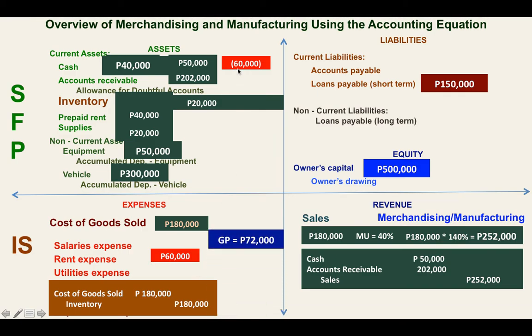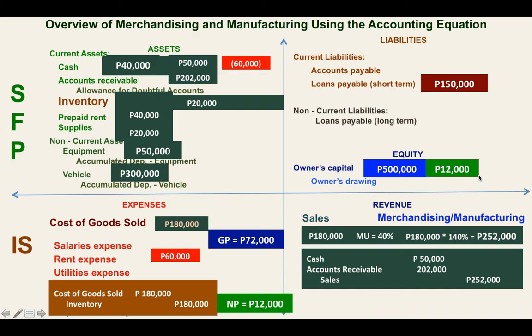Okay, so here, if you have sales of 252,000, deduct your cost of goods sold, yung puhunan, okay? So 252,000 less your cost of goods sold will give you your gross profit of 72,000. Then less expenses of 60,000, then you will have your net profit of 12,000. Okay, class? So this is what will be presented in your income statement, your revenue and expenses. And then again, you will be closing this. So if you close that, the net profit will be added to your capital.